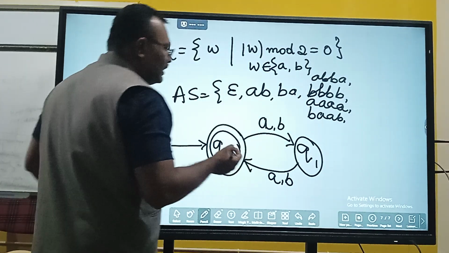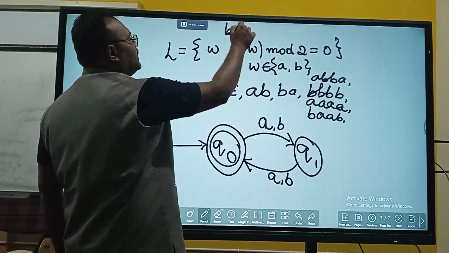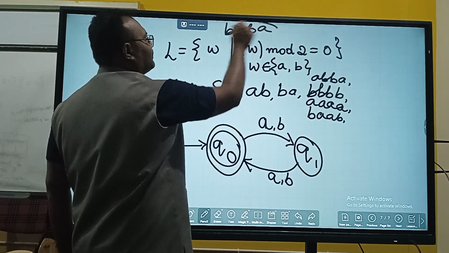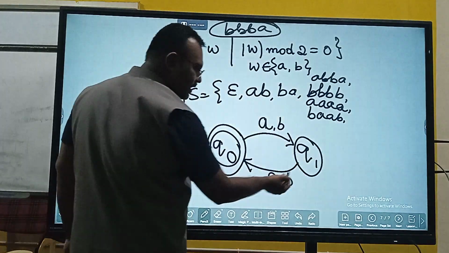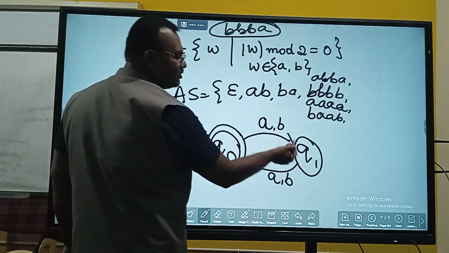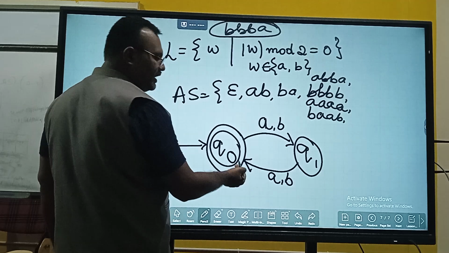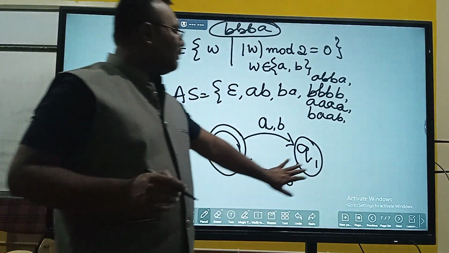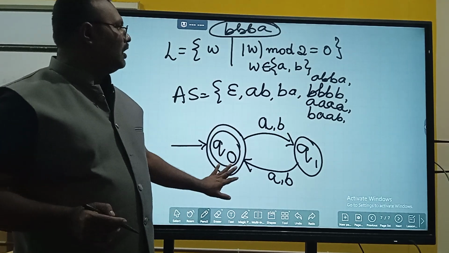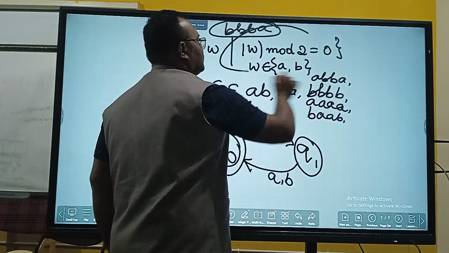So suppose, let us take an example of B, A. It should get accepted, right? The length is 4. So what happens? First time it will read B, here also it will read B, here also it will read B, and again it will read A and stop there. So that is how you construct a DFA for a given problem whose length is divisible by 2.